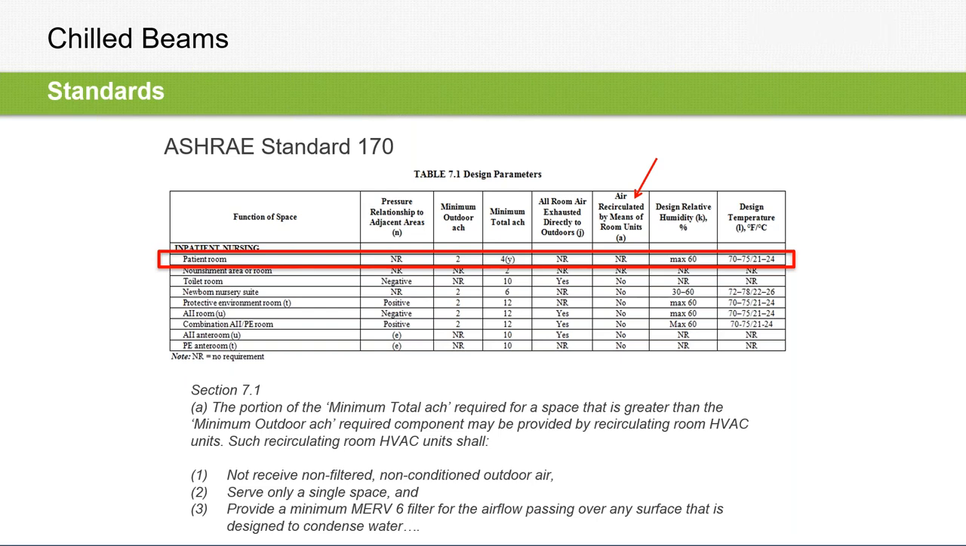We're keeping that water temperature pretty high, well above your space dew point, 2 to 3 degrees. If you were to use a condensing device, you would absolutely need a filter. But that's how we're able to get around that requirement.